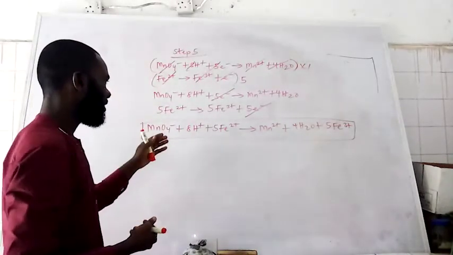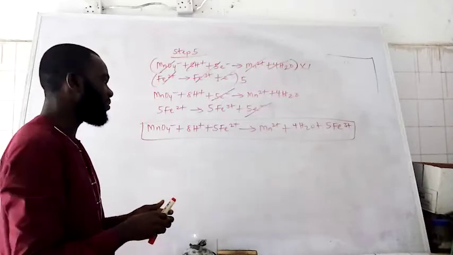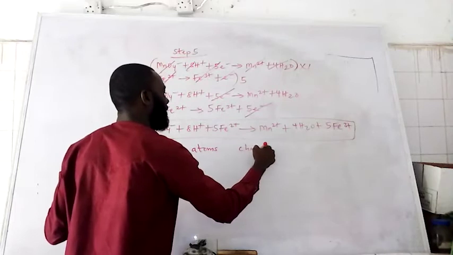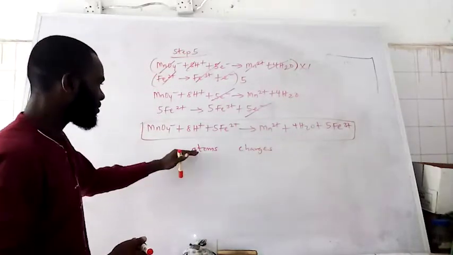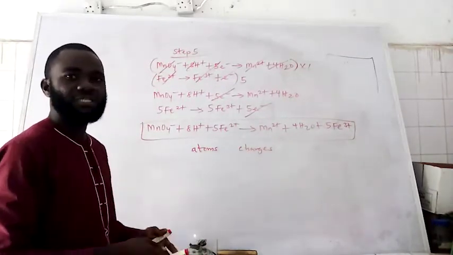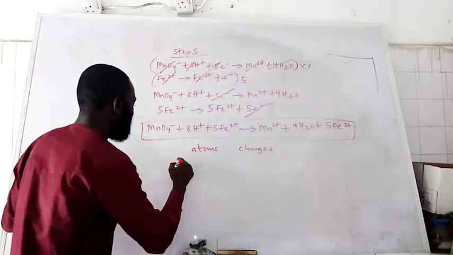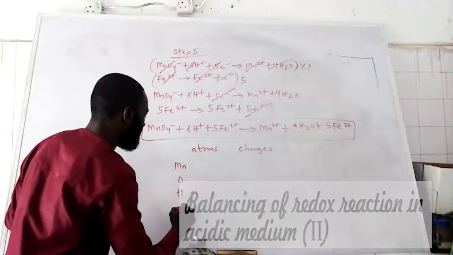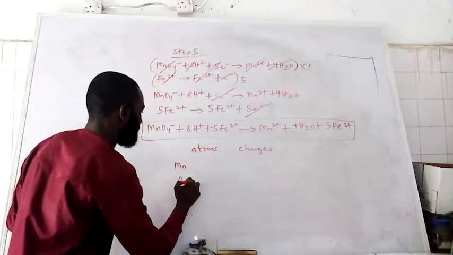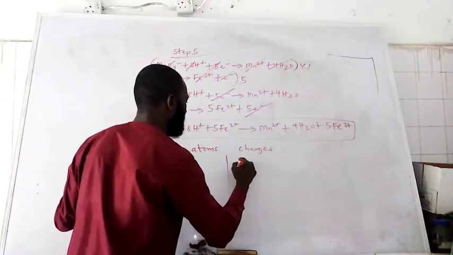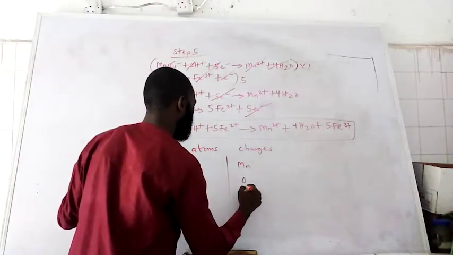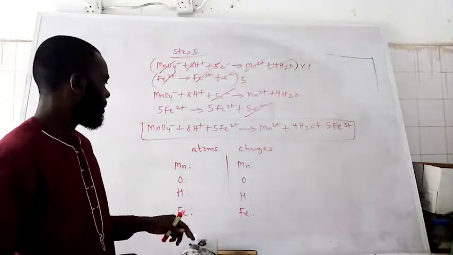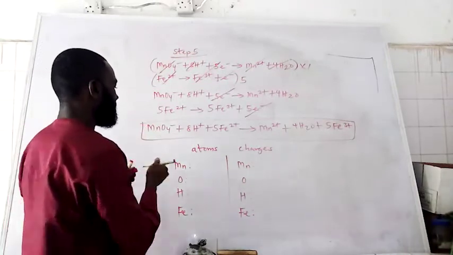So I need to confirm if this is correct, because I know that the atoms and the charges have to be balanced. The atoms have to be balanced, the charges have to be balanced. So let's start with the number of atoms. I have manganese, oxygen, hydrogen, and iron. On the left hand side, I have manganese, oxygen, hydrogen, and iron. Now, manganese, I have 1 atom.